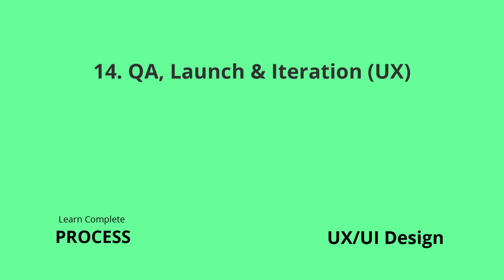And on the 14th place, QA launch and iteration. Its goal is to ensure design works in the real world. Activities are design QA, bug fixings, analytics review, continuous improvement, and deliverables are updated designs, optimization, backlog. So our UX UI design process is completed.